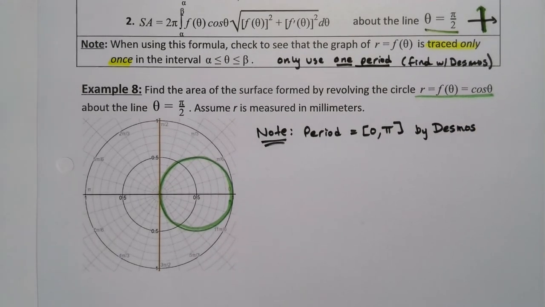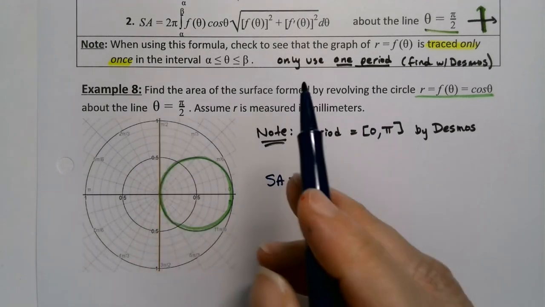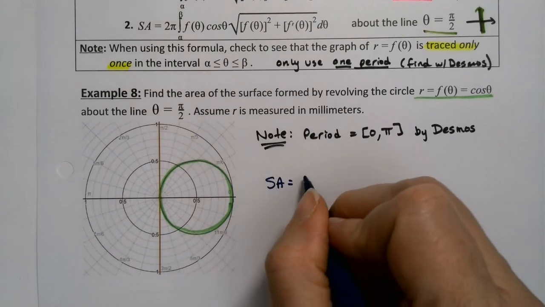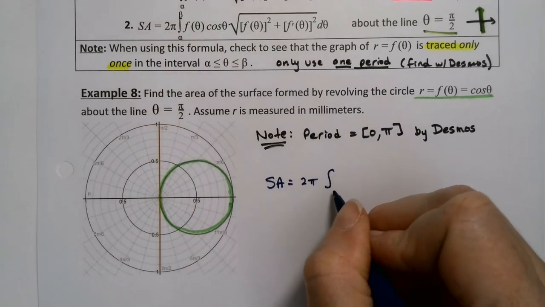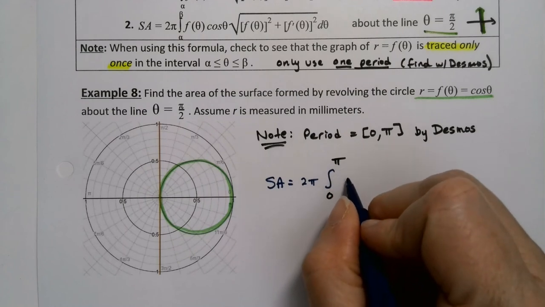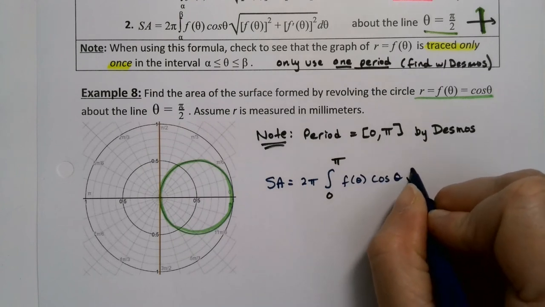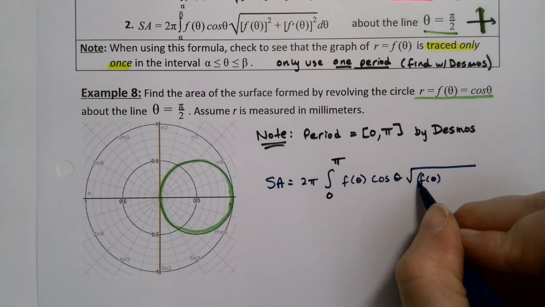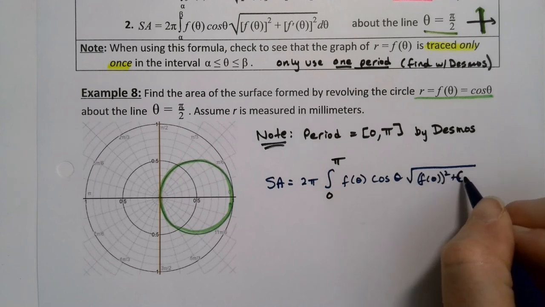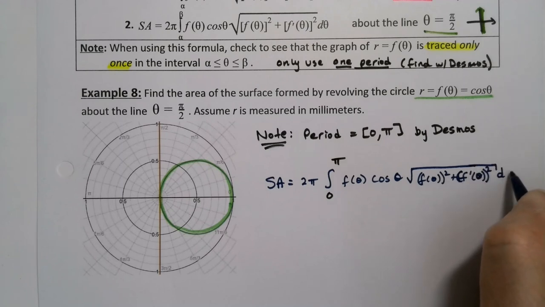Alrighty then. So surface area, by definition, is going to be, since we're going around the theta equals pi over 2 line, we're doing the bottom formula. So it's 2 pi, alpha to beta, but we just figured that out. Alpha and beta will be 0 and pi. So 0 to pi, f of theta, cosine of theta, square root of f of theta squared plus f prime of theta squared d theta. Well, there's a mouthful.